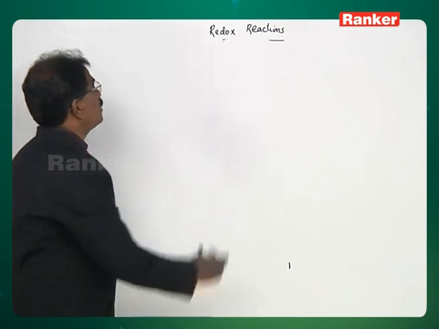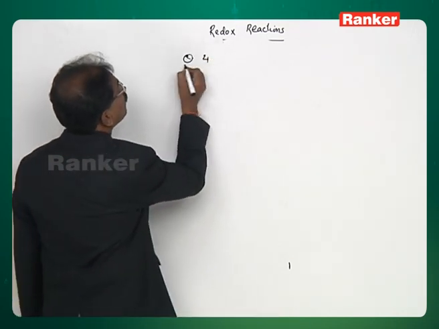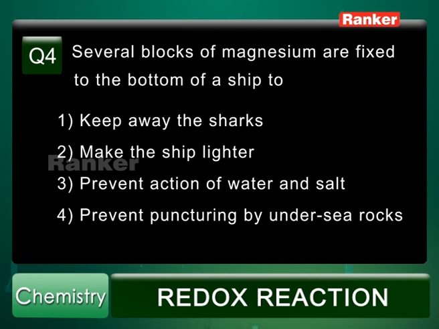Next, question number 4. Several blocks of magnesium are fixed to the bottom of the ship to, first option, keep the sharks away. Second option, make the ship lighter. Third option, prevent action of water and salt. Fourth one, prevent puncturing by undersea rocks.